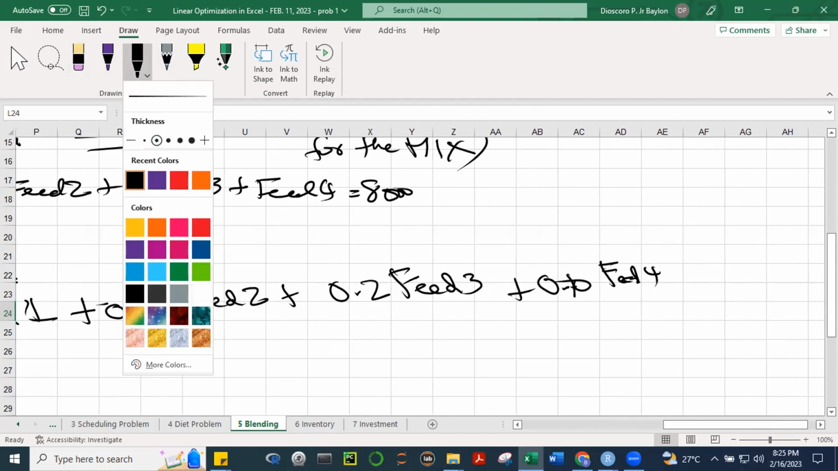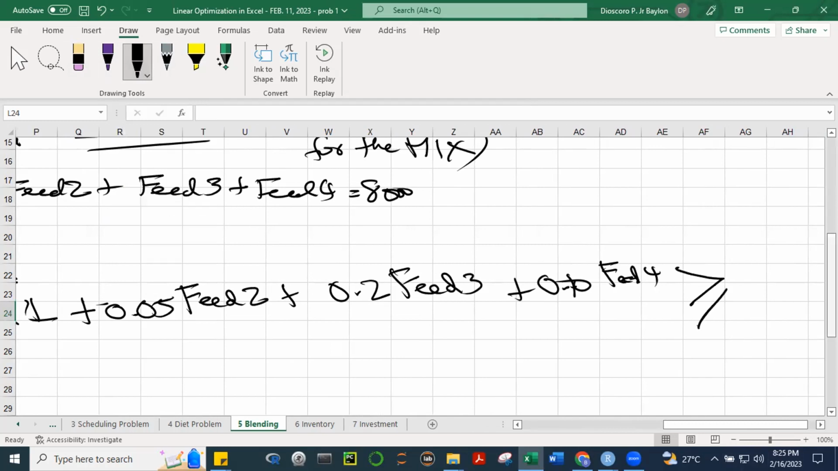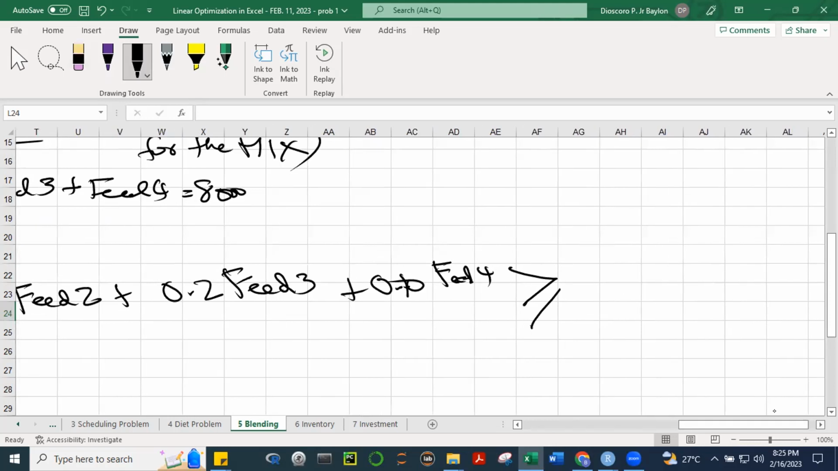So, Earl is suggesting that this should be greater than or equal to what? 0.2 times the total feed. What's the total feed? 1 kilogram, not sure. Sir, 1 kilogram ba? Yes? Sorry sir, question lang to. I'm not sure if ako lang.